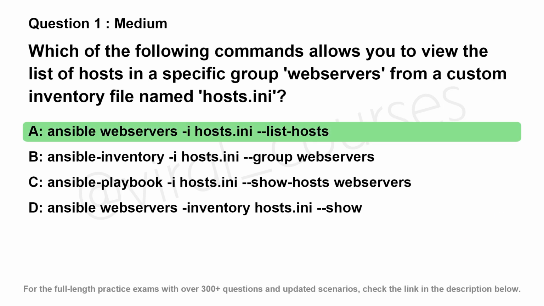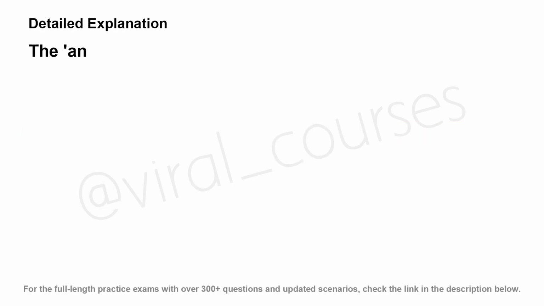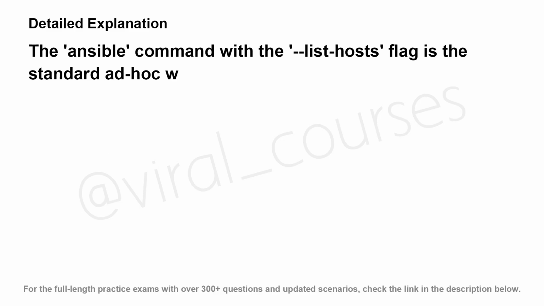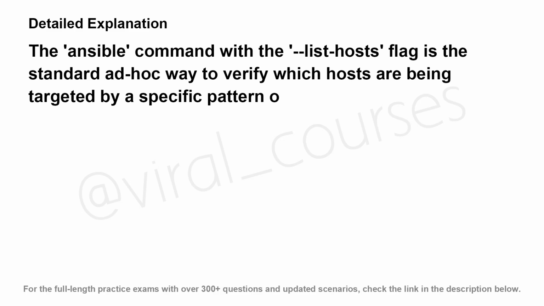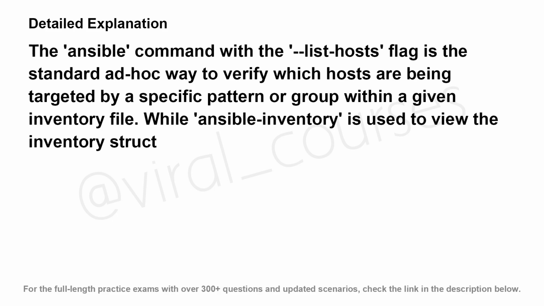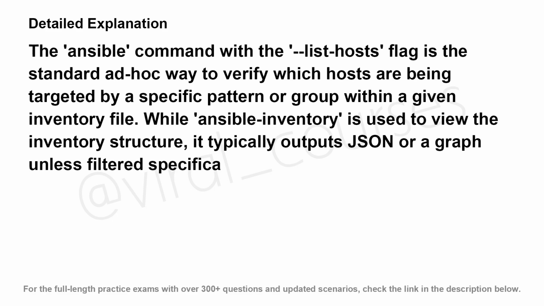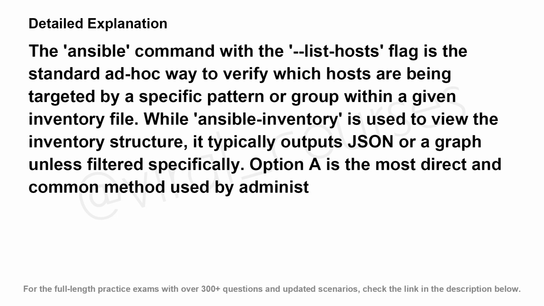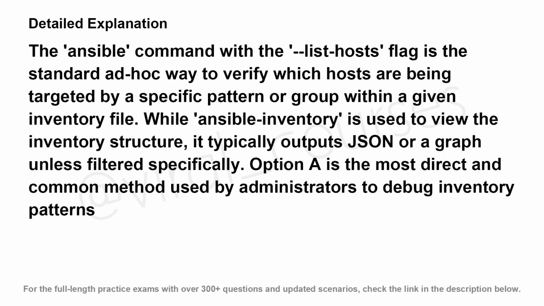The correct answer is A. The ansible command with the --list-hosts flag is the standard ad hoc way to verify which hosts are being targeted by a specific pattern or group within a given inventory file, while ansible-inventory is used to view the inventory structure. It typically outputs JSON or a graph unless filtered specifically. Option A is the most direct and common method used by administrators to debug inventory patterns before running a playbook.